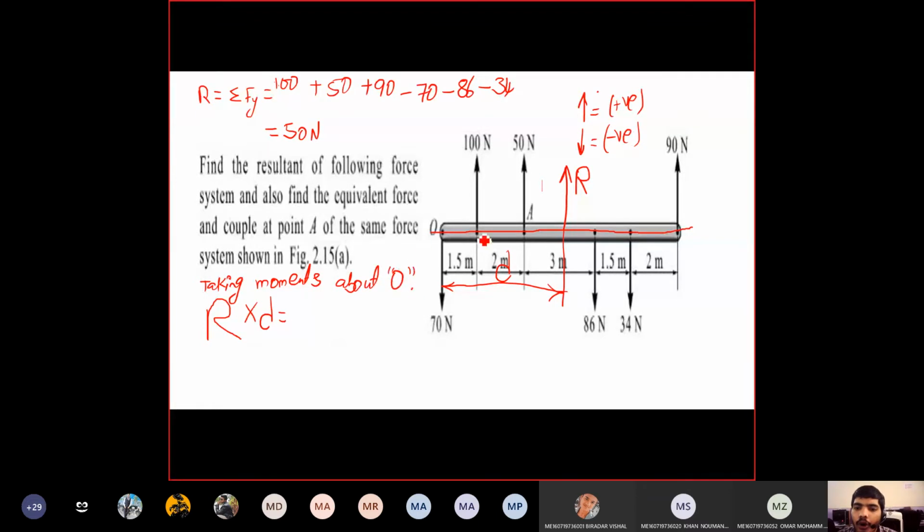I am bringing all this force system, all forces, to which point? To O point. I am bringing all the forces to point O. Okay, now how to calculate? Now listen. See, R into D. The R value I just calculated, the D value I don't know.